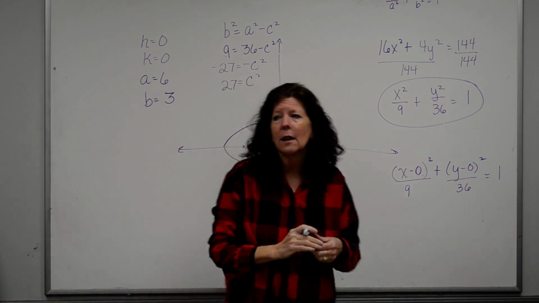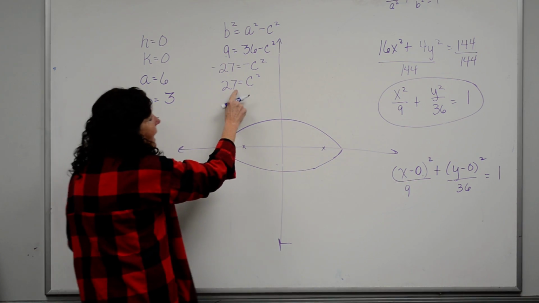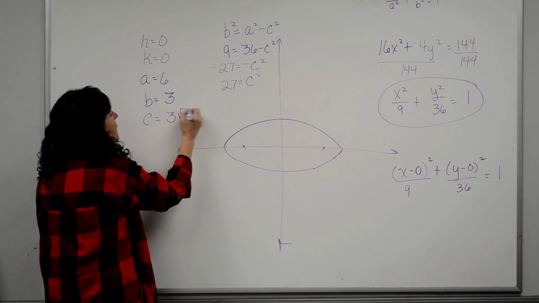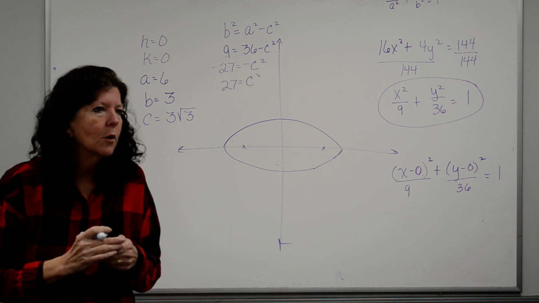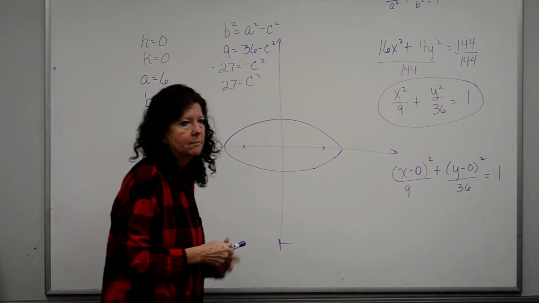So what is c equal to? Well, I can break it down. That's 9 and 3, isn't it? So it's 3 times the square root of 3, or I can get a decimal value for it. All right, so now I've got everything I need.